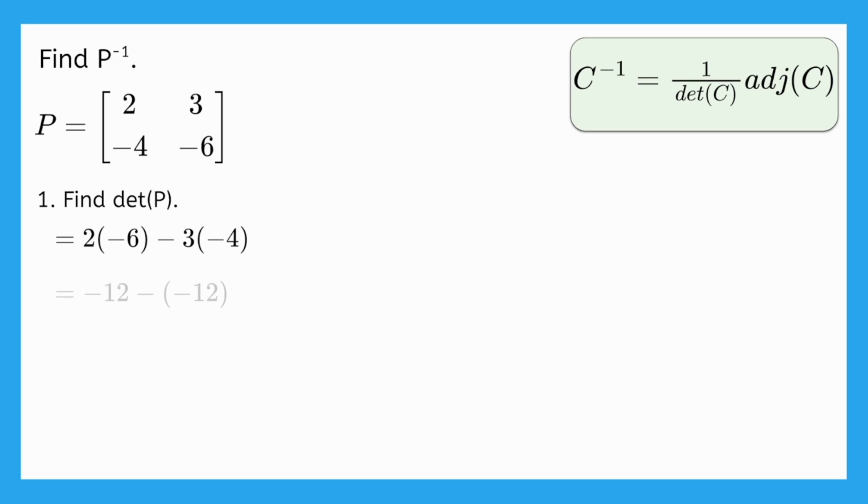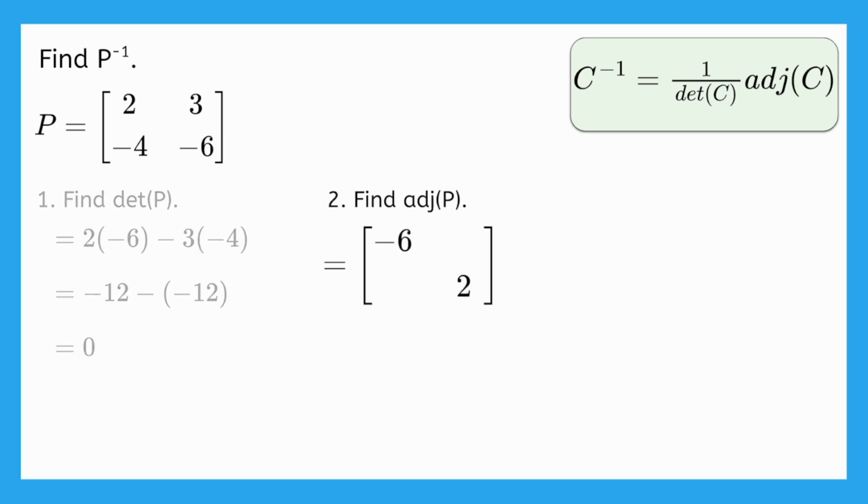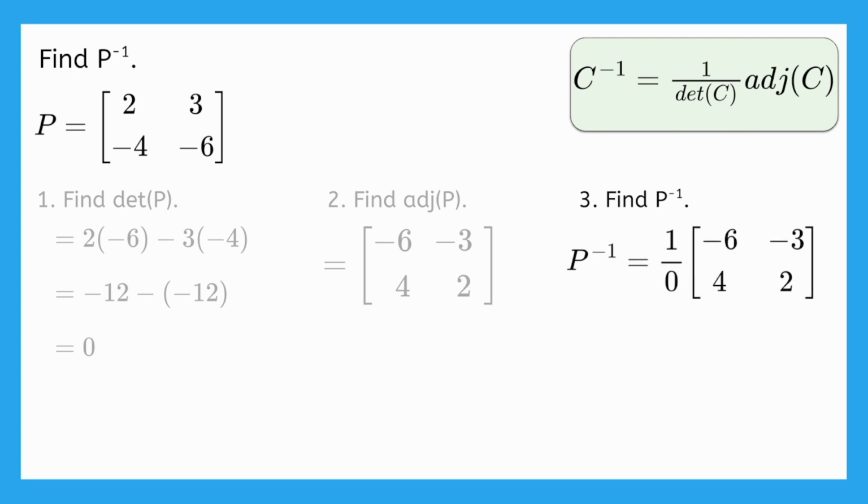First, I find the determinant, which is negative 12 minus negative 12, which equals 0. Next, we'll figure out the adjoint. Swap 2 and negative 6. Flip the signs of 3 and negative 4, so the adjoint is negative 6, negative 3, 4, and 2. Now we're ready to use the formula. 1 over the determinant, which is 0. Whoa, uh-oh, looks like we have a problem.